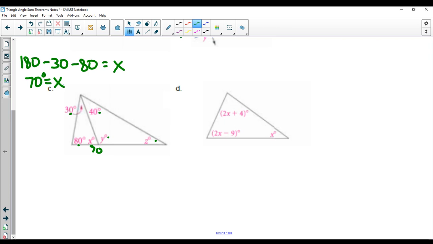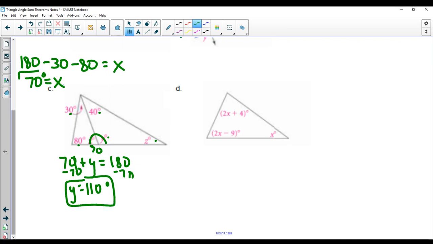Okay? So this 70 and this y are related because together they make a linear pair. They're supplementary. So I know that 70 plus y is another 180. So just subtract it. Y is 110 degrees. You put boxes around my answers. Yep. I don't know why I double check myself. I know I'm pretty good.